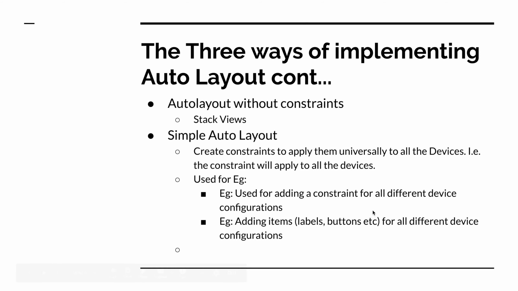So which means you are creating constraints to apply them universally to all the devices, right? Simple as that. It applies to all of them. So in simple auto layout, you will be adding constraints for all the device configurations. Also, if you add an item, label or button, it will be added for all the device configurations, right? That's what you were doing in the previous exercises.